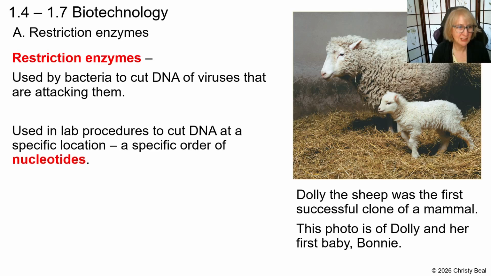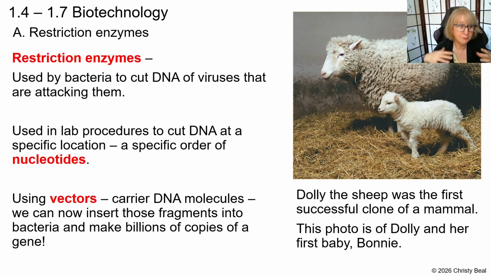Because we take these restriction enzymes and we use them in lab procedures to cut DNA at a specific combination of nucleotides. Maybe it's AAA, CCC, AAA. We use a restriction enzyme that grabs onto that AAA, CCC section and then cuts the DNA there. When we do that, we can either insert a new piece of DNA and allow that organism to now access that new piece of information, or we can cut out something that we don't want.